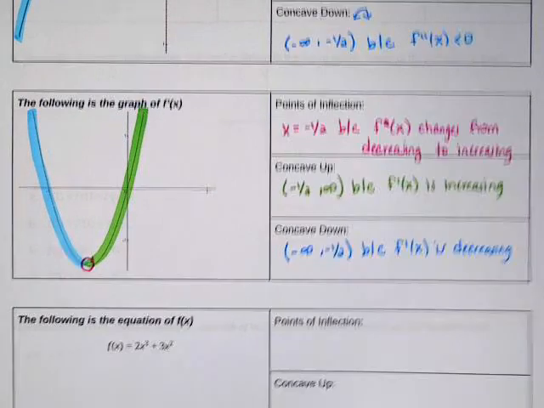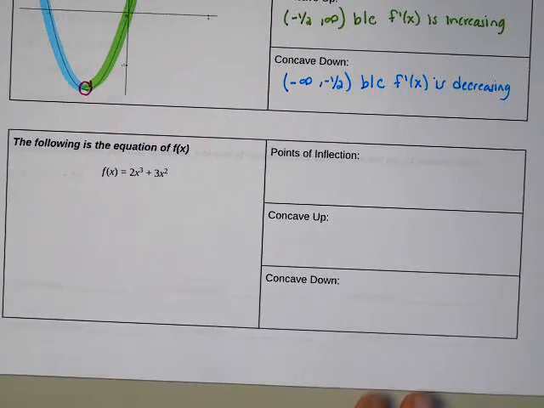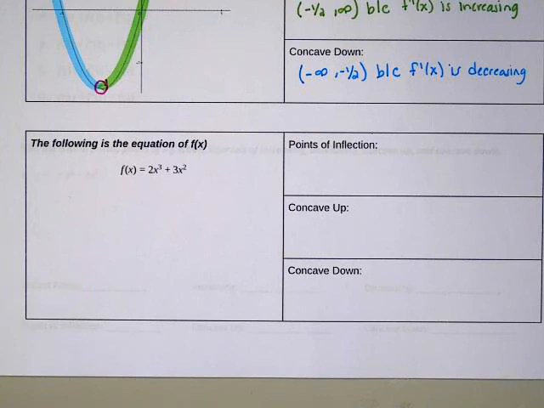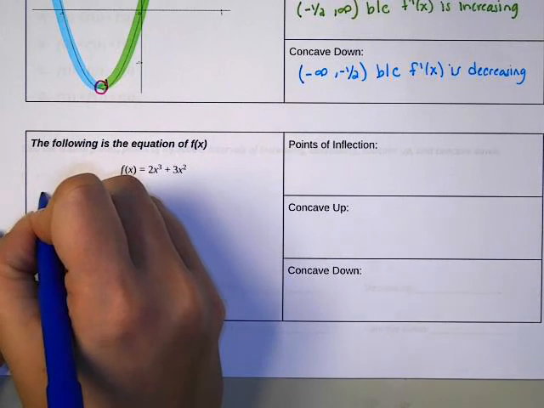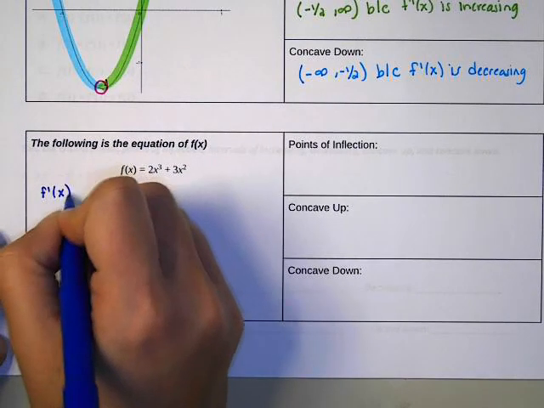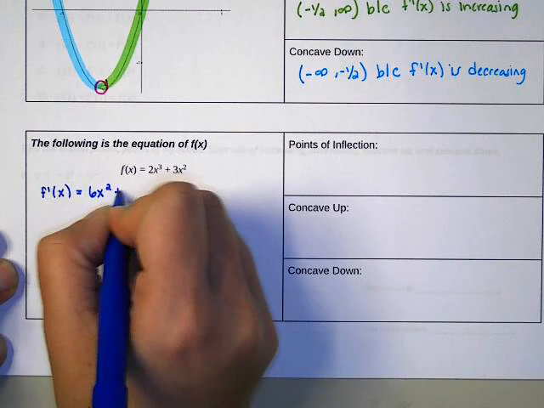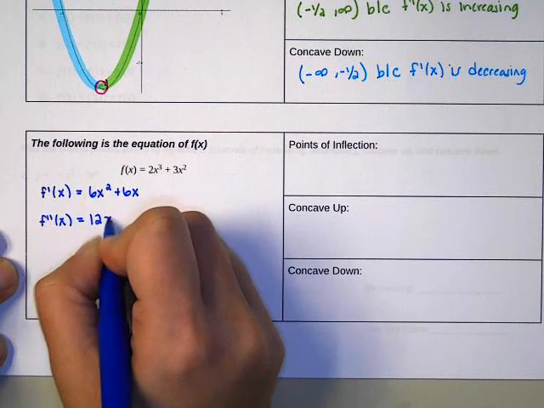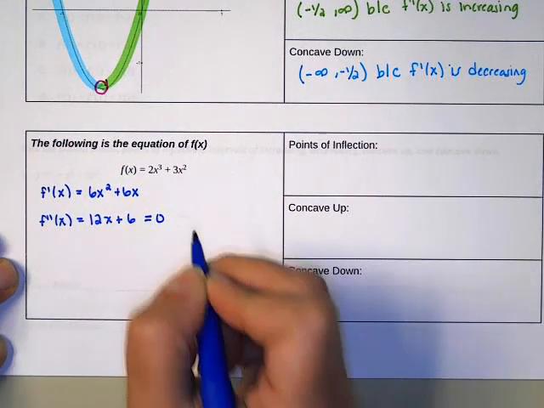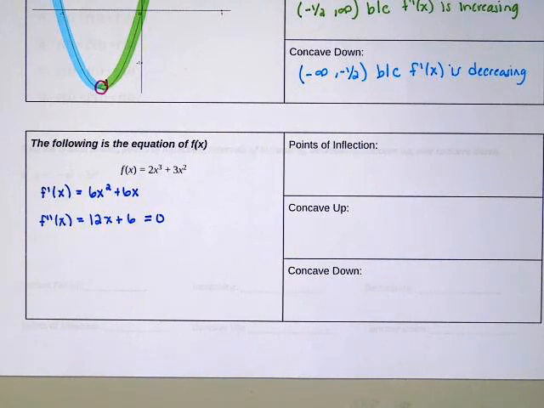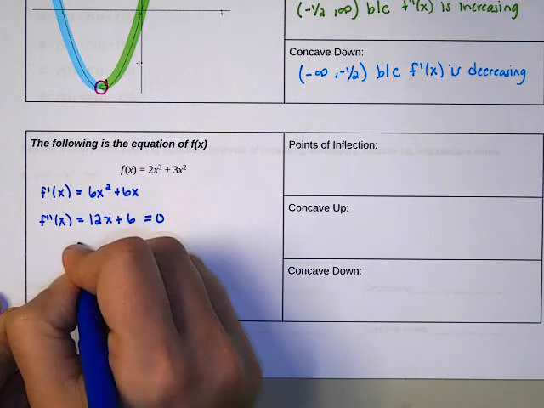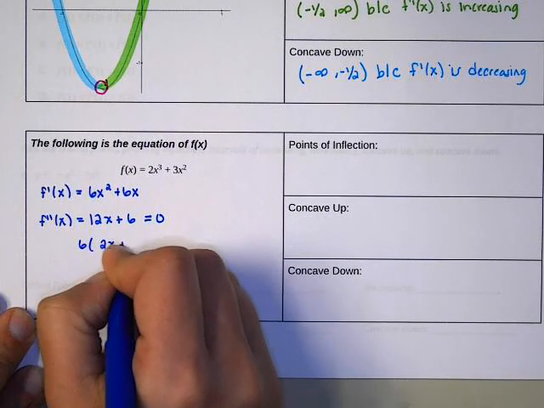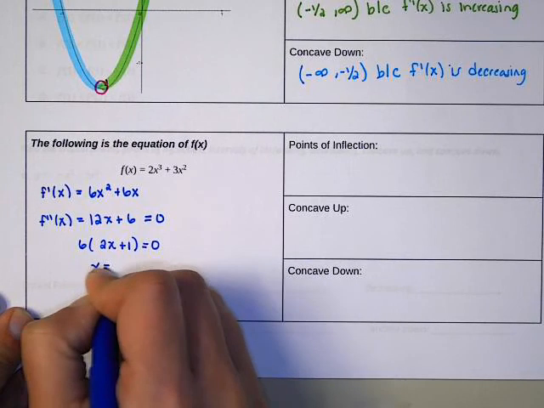Last but not least, what are you going to do if I give you the equation instead of the graph? Well, we're going to start in a very similar way to what we did before, which is if we want to answer questions about the second derivative, let's find the second derivative. To do that, I'm going to take the derivative of the original function, which is 6x squared plus 6x, and then I'm going to take the derivative again, which gives me 12x plus 6. I'm going to set that equal to 0. Because just like with critical points, setting it equal to 0 will help me determine where this function changes concavity. If I factor out a 6, I get 2x plus 1.